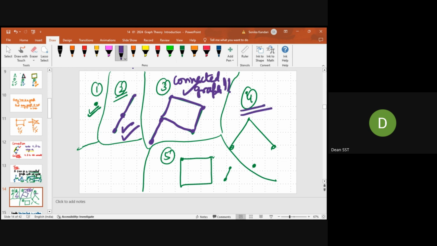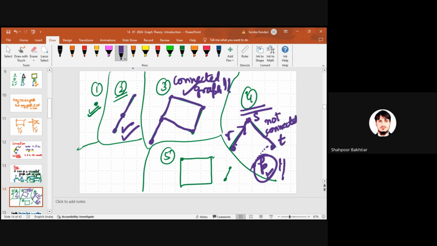Let's see the fourth one. Is this a connected graph? Suppose this vertex is P. No, we can't move to P. This is R, S, T. We can move R to S, S to T, but we can't move to P. There is no edge which can join T to P. It means this node is isolated. So this graph is not connected. Is it clear, class? Yes, ma'am.